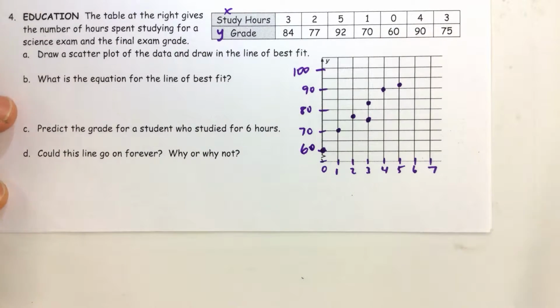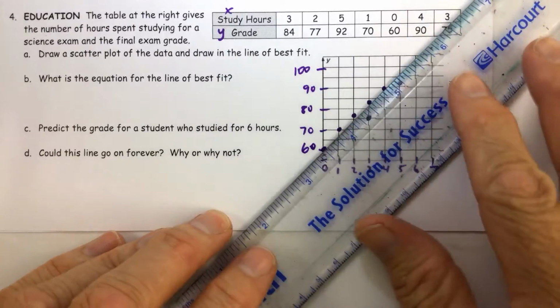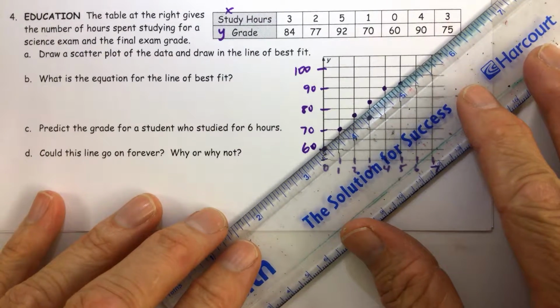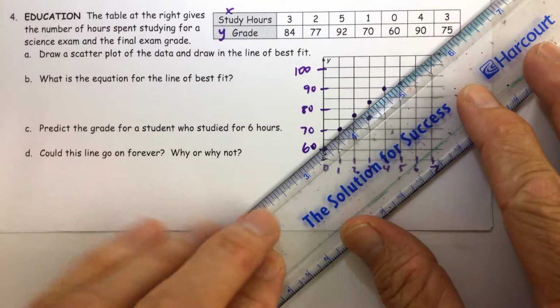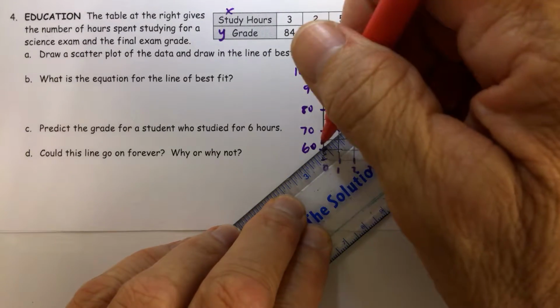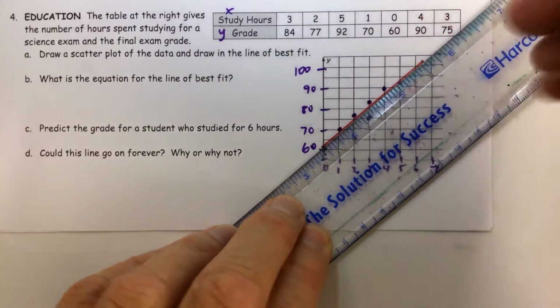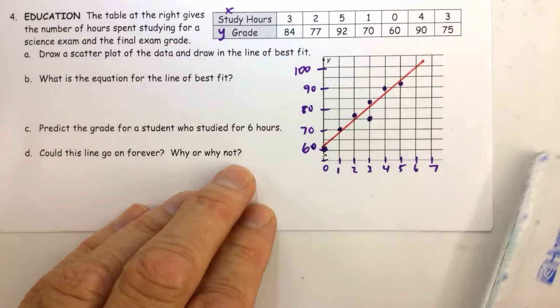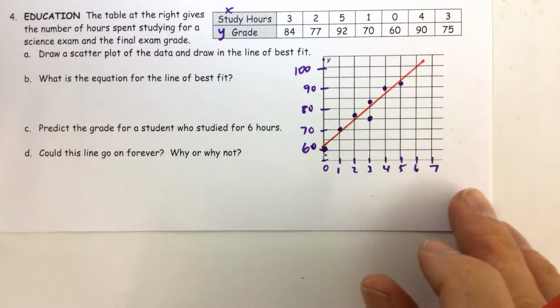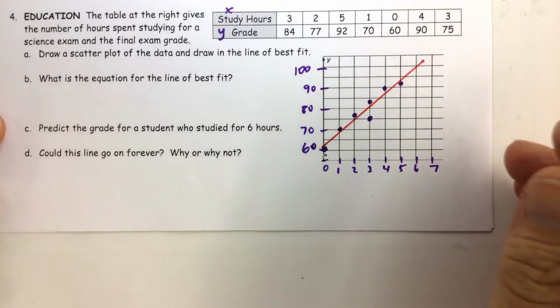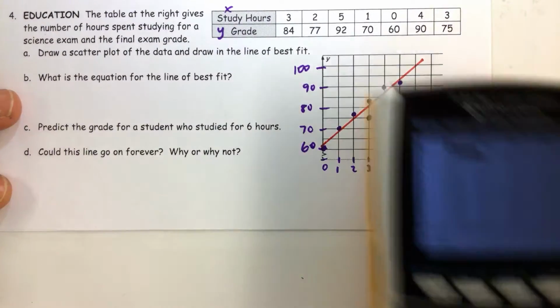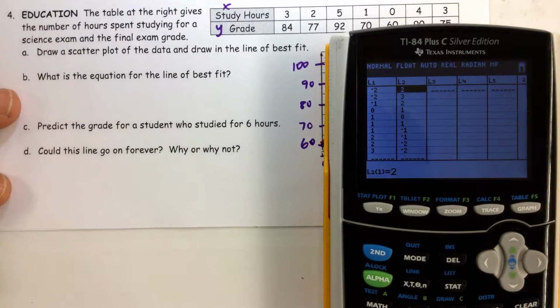And then draw the line of best fit. I want to make sure that some of the dots are above the line and some are below the line. Looks pretty reasonable for a line of best fit. What's the equation for the line of best fit? Well, I guess we're going to have to plug this into our calculators. Did I already do that? No, I didn't already do that, so I'll do that now.